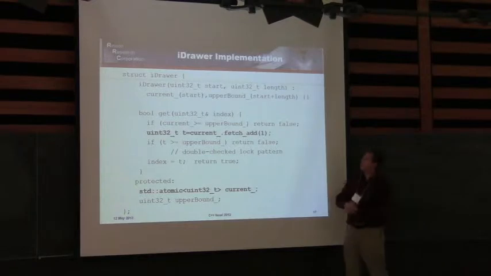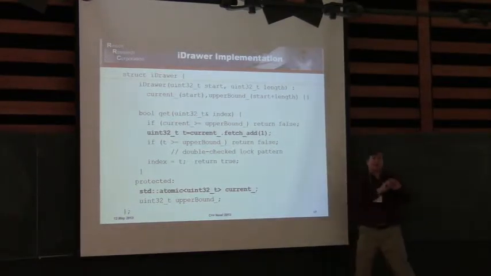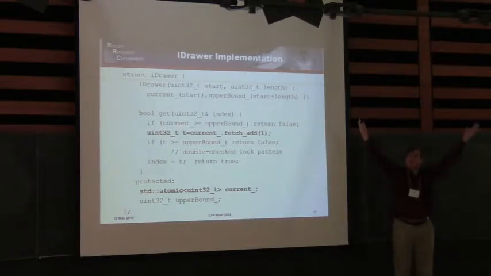All right, so how does get work? First of all, we make sure that our current is not greater than our upper bound. At some point, we've served out all the integers. We're done. Current is 10, our upper bound was 9. Hey, we can't serve out any more integers. We're done.